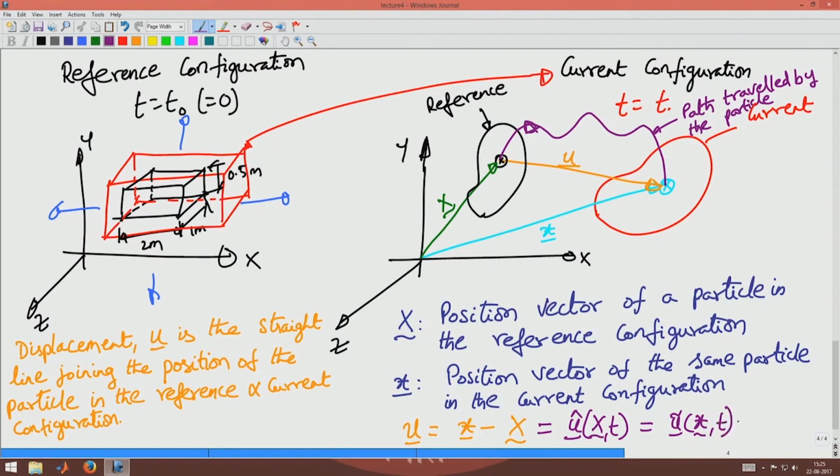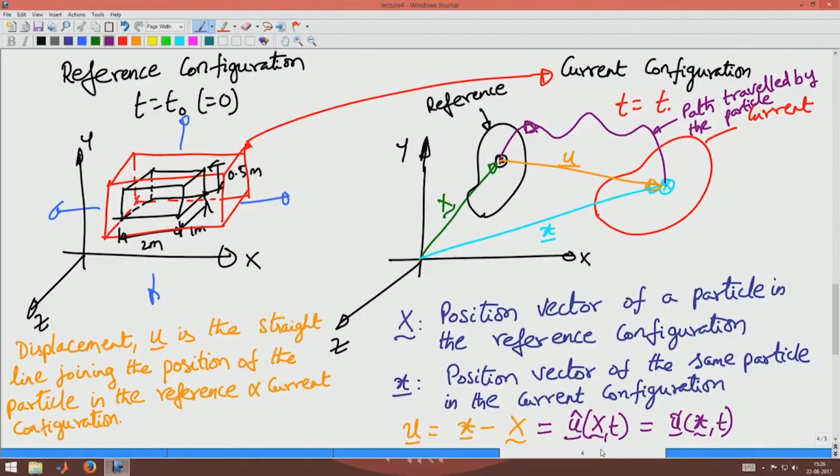How we will see now. Okay. Now, we understood that displacement is a straight line that connects the reference position of the particle with its current position of the particle. Now, we want to understand how we can write small x or capital X as a function of time.